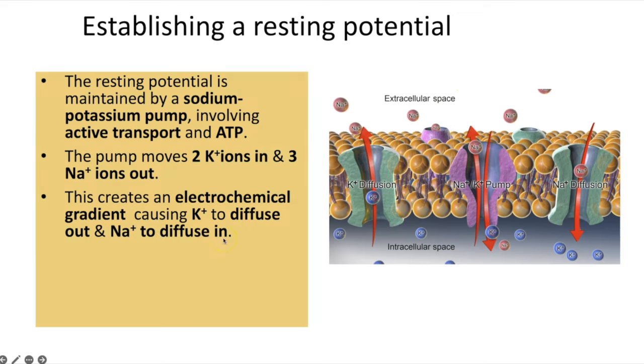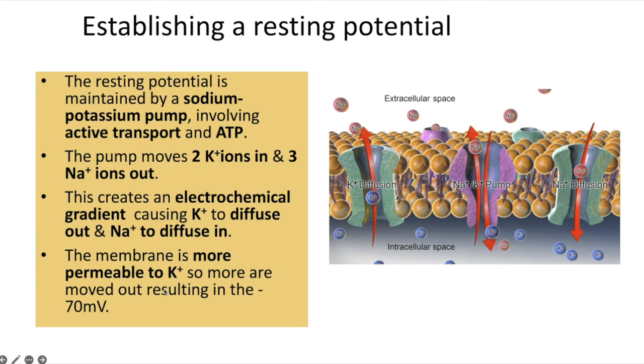That creates an electrochemical gradient because we'll then have more potassium ions inside of the cell and more sodium ions outside of the cell. And as a result of those electrochemical gradients, potassium ions will diffuse out of the cell through these channel proteins, and sodium ions will diffuse into the cell through their channel proteins.